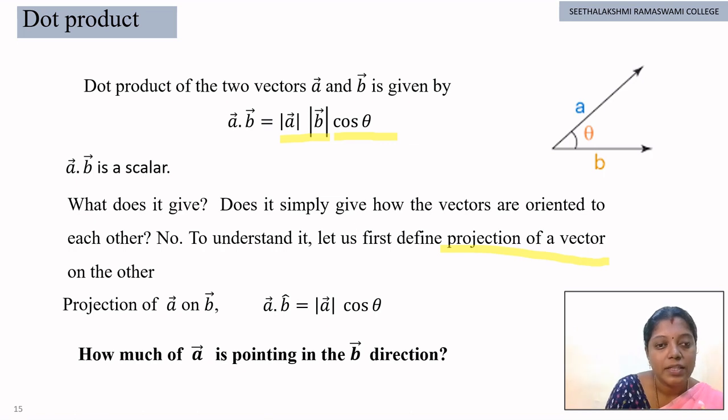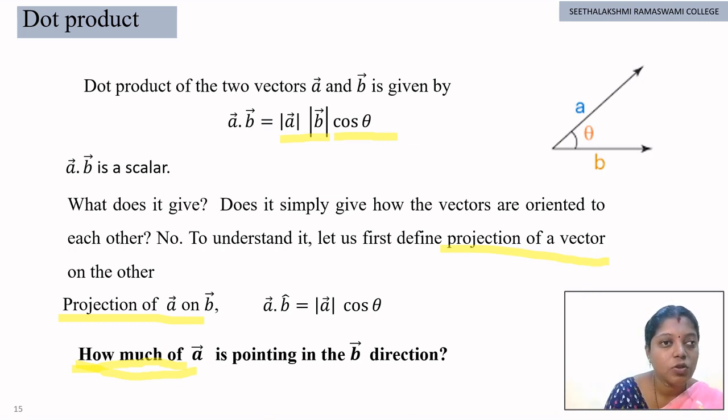So let me explain what is the projection of a on b first, and the projection of b on a. Then I'll come to the point what is the dot product of a and b. So the projection of a on b actually means how much of a, please stress the word, how much of a is pointing in the b direction, how much of a.